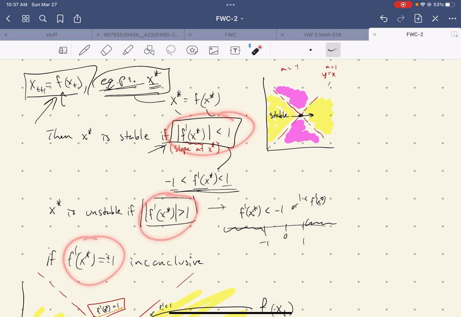And you just ask yourself, which category does it fall into? In absolute value, is it less than 1? In absolute value, is it bigger than 1? Or am I equal to 1? If you're equal to 1, you're inconclusive. If you're bigger than 1, you are unstable. And if you're less than 1, you're stable.